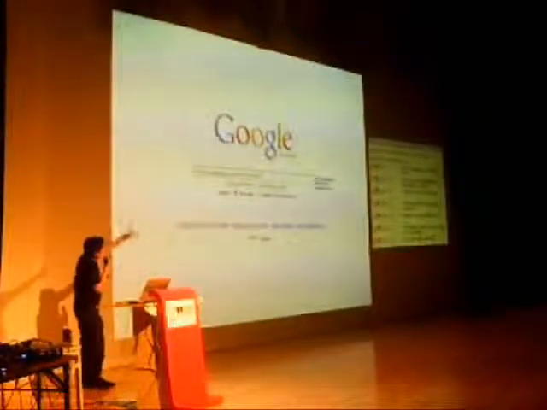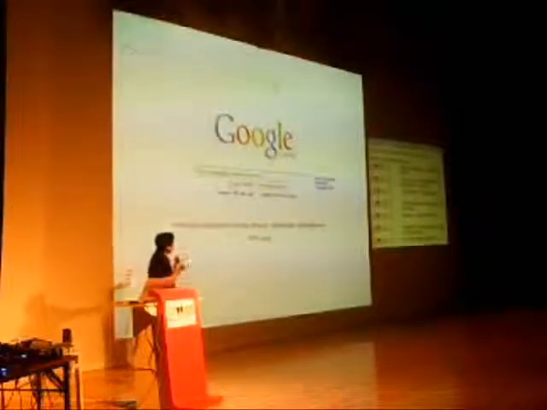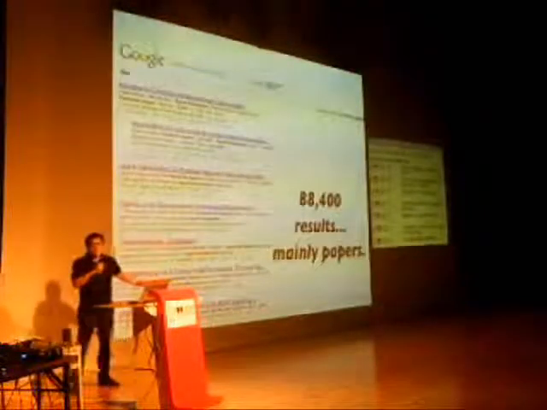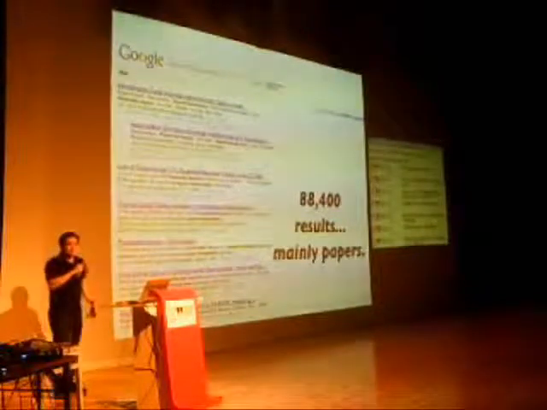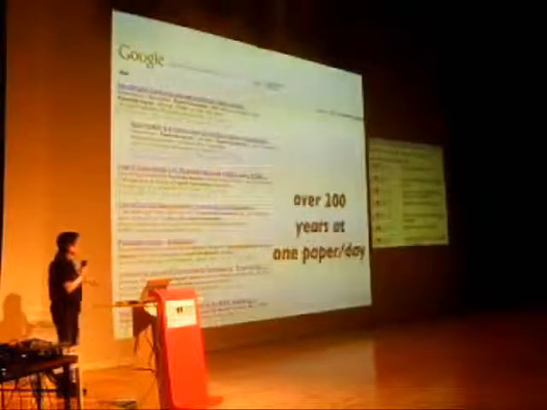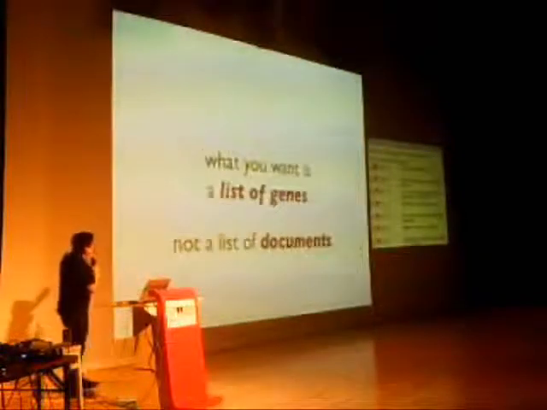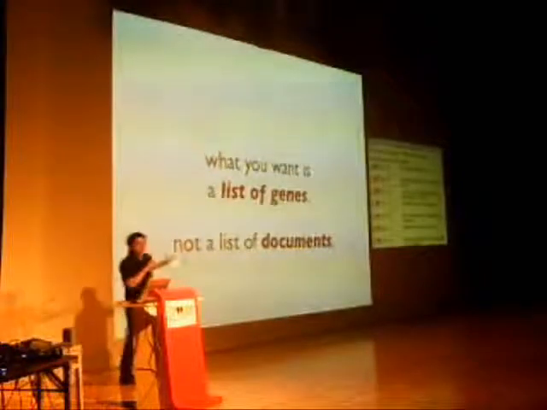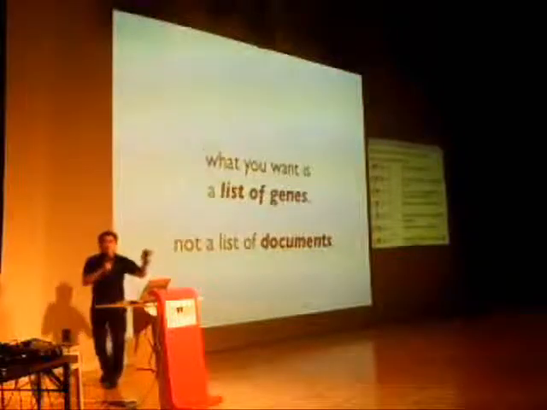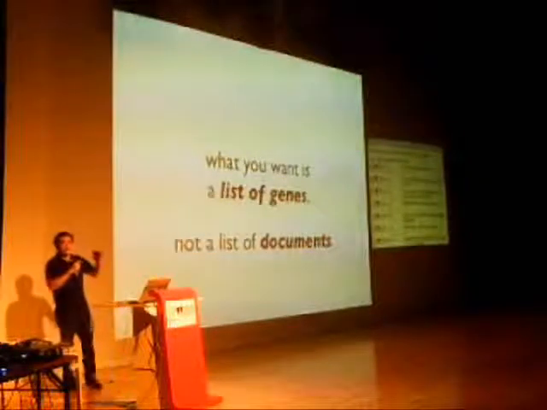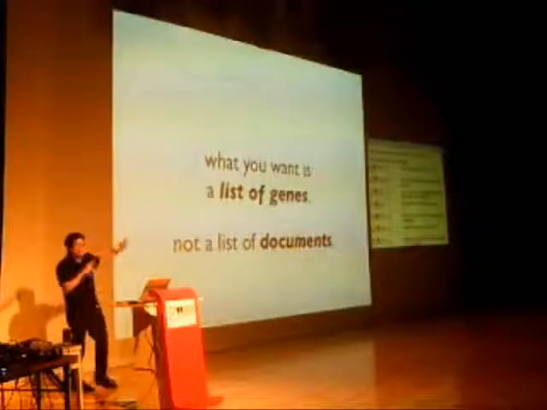But if you search for something like signal transduction pyramid neurons in Google, you'll get 88,000 papers, right? There's really no way you're going to read 88,000 papers to figure this out, because it'll take you about 200 years if you do a paper a day. So what you want is not a list of documents. We're very good at the WWW Google layer of indexing documents. We're very bad at indexing knowledge. And so what we're trying to do is, you actually want a list of genes.